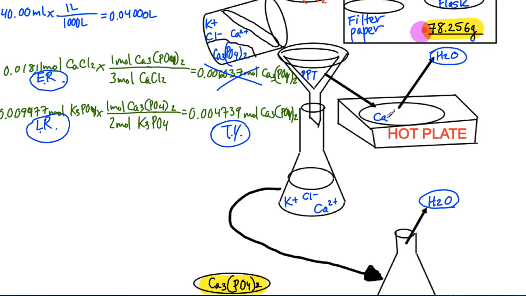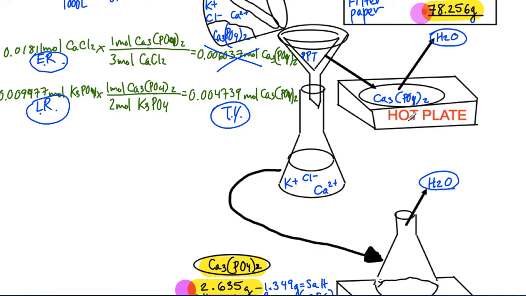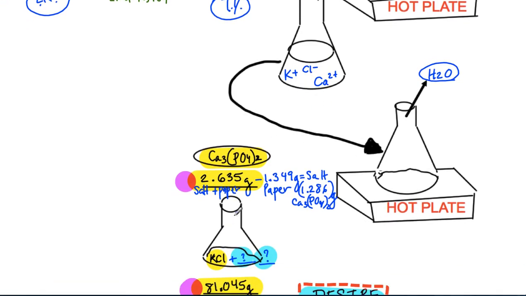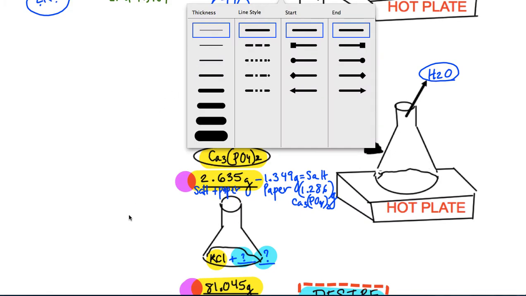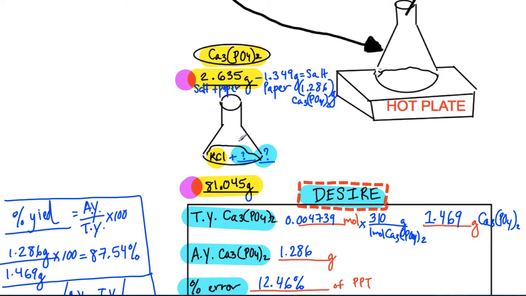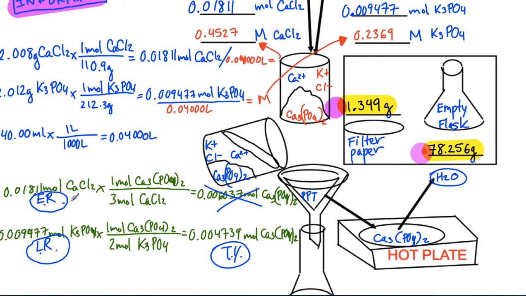So this is your calcium phosphate, right? But we've already figured out the calcium phosphate. That part was easy. Now your challenge question is, what's in here? What salts are in here? Now KCl is in there, but let's look at what else is in there. Well, now there's calcium chloride. So one of these question marks is calcium chloride, because that was your excess reactant.